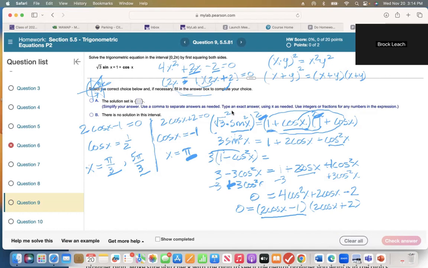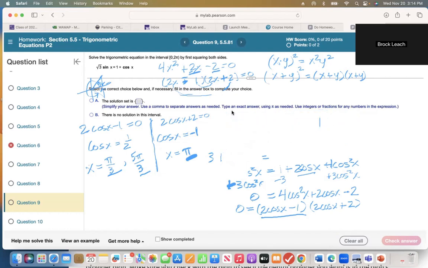Is it okay if I erase some of this here? I'm just going to go ahead and erase all this over here. Give me some room. And we'll plug them into the original equation.